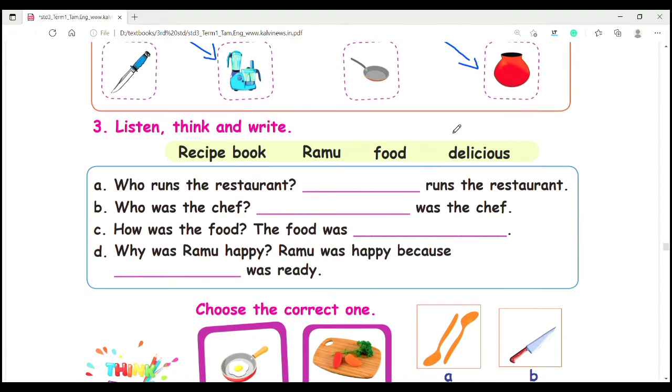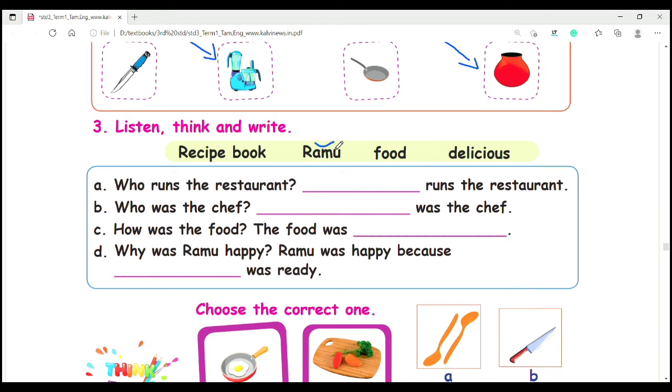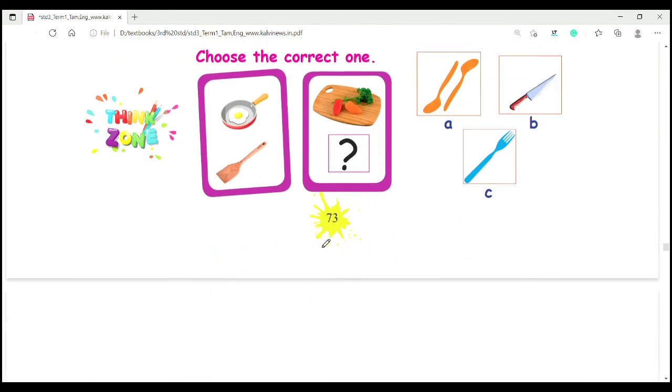Next one. Listen, think and write. Who runs the restaurant? Dash runs the restaurant. Who runs the restaurant? Who's the owner of the restaurant? Ramu. So you have to write Ramu here. Okay, so now write Ramu. Similarly, find the answer for all the questions and write. Then choose the correct one.